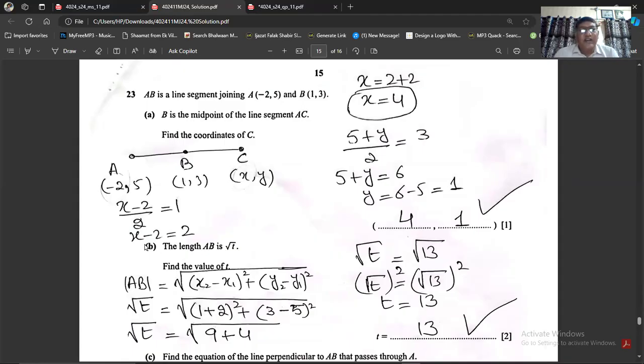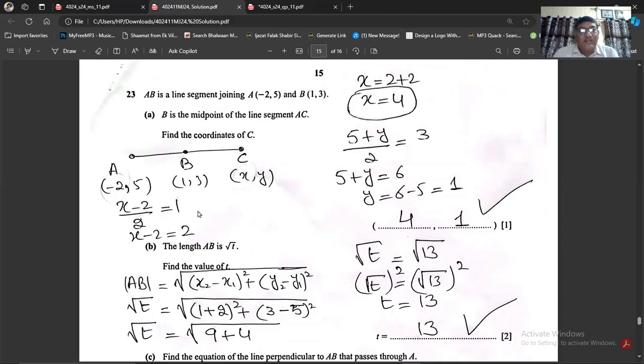So B is the midpoint. So this plus this divided by 2 will be equal to the midpoint x, and this y plus 5 divided by 2 will be equal to the y of the midpoint. So x minus 2 divided by 2 is equal to 1. So x minus 2 is equal to 2. So x will be equal to 4. So this x value is 4.